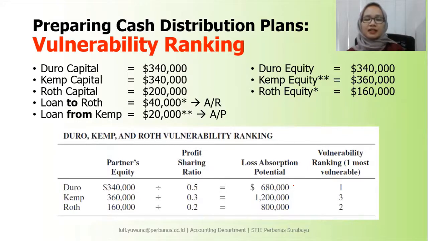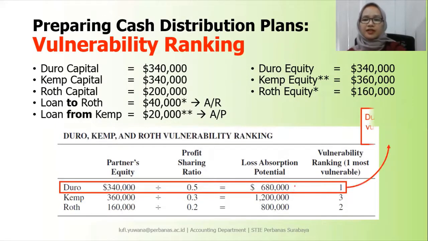Here, the least or the smallest loss absorption potential means that it is the most vulnerable partner. So here, the smallest amount goes to Duro, and that's why Duro is the most vulnerable to the losses. It is because the amount for the loss absorption potential is the smallest among these three partners.